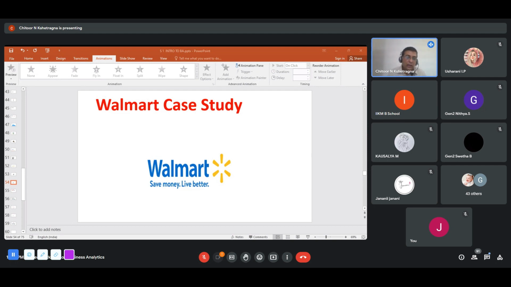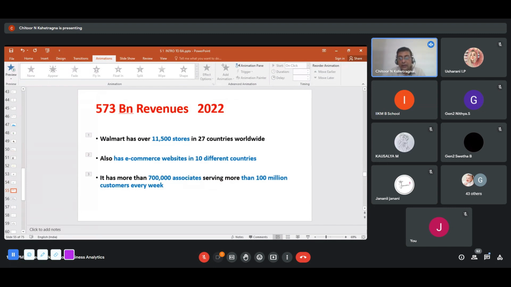But they are 100 times, 1000 times bigger. They are situated in a place called Bentonville in Arkansas. The revenue they generate every year is around 570 billion US dollars. That's very simple. They do it in style, but that's not the challenge for Walmart. Challenges are manifold. They have 11,500 stores in 27 countries.